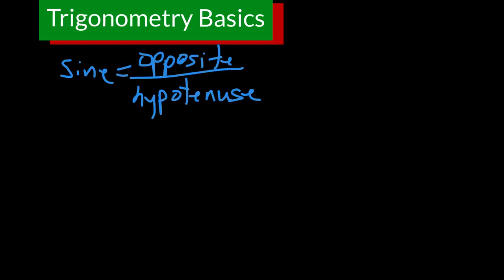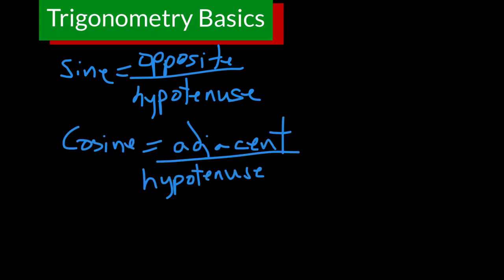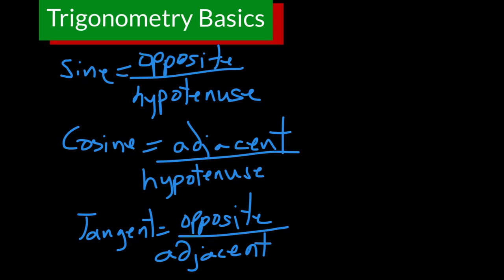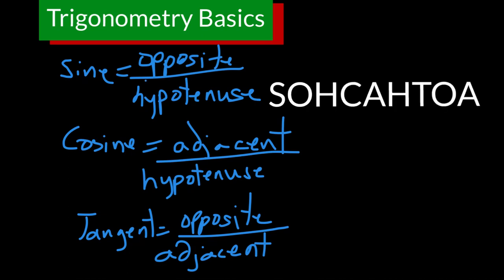These ratios are very important and you need to memorize them. Sine equals opposite over hypotenuse, cosine equals adjacent over hypotenuse, tangent equals opposite over adjacent. The common way to remember these ratios is by remembering SOHCAHTOA, which stands for sine equals opposite over hypotenuse, cosine equals adjacent over hypotenuse, tangent equals opposite over adjacent. Let's use some of these ratios in some examples.